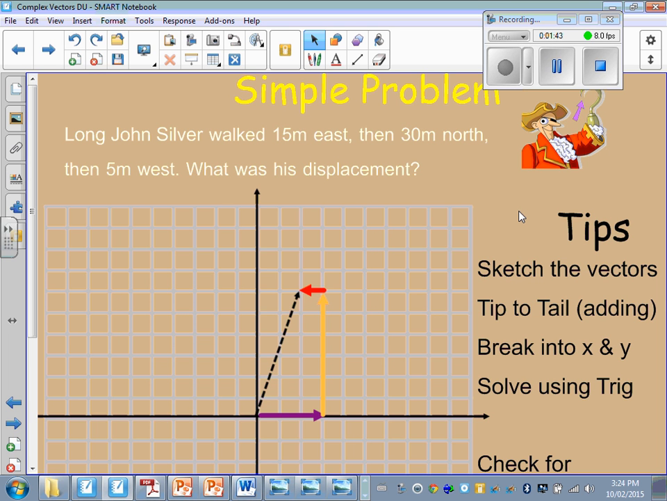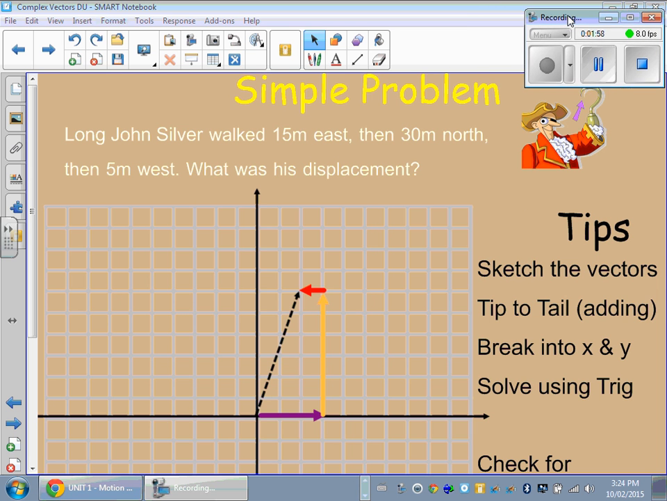So a very simple problem would be Long John Silver. He's trying to locate a little bit of treasure. He walked 15 meters east, then 30 meters north, then 15 meters west. What was his displacement? Well, this is designated a simple problem. The reason is that all of these steps are in terms of x and y coordinates, they're along the axis, so they're 100% to the right, the north, the south, or the left.